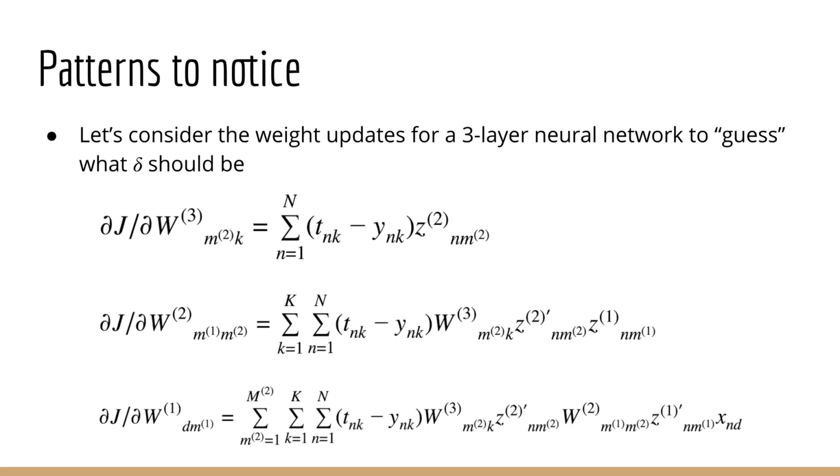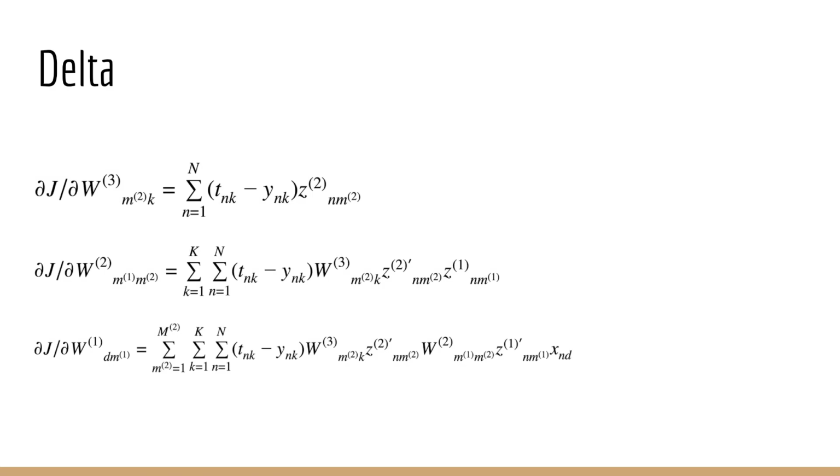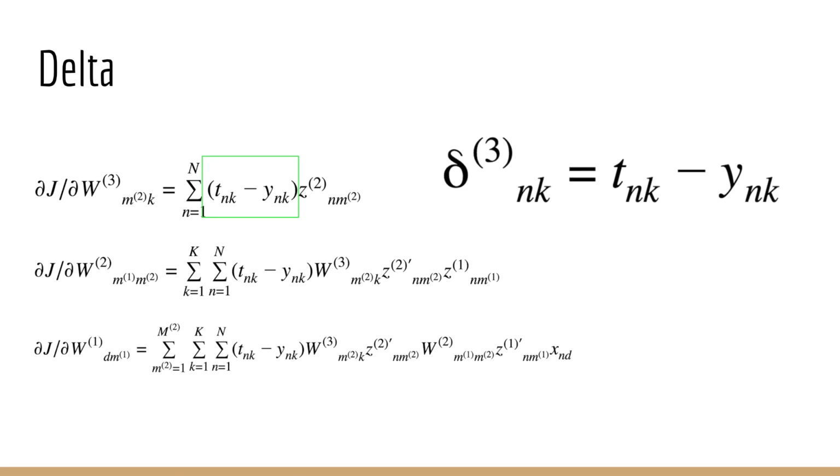Let's now look back at our equations for the gradients of the three weight matrices to see what this delta variable should actually be. The first delta at the output layer seems a little different from the others, but that's only because the output layer involves a softmax and then the cross-entropy loss function, which the other layers do not. In this case, we can say that delta 3 of nk is equal to tnk minus ynk.